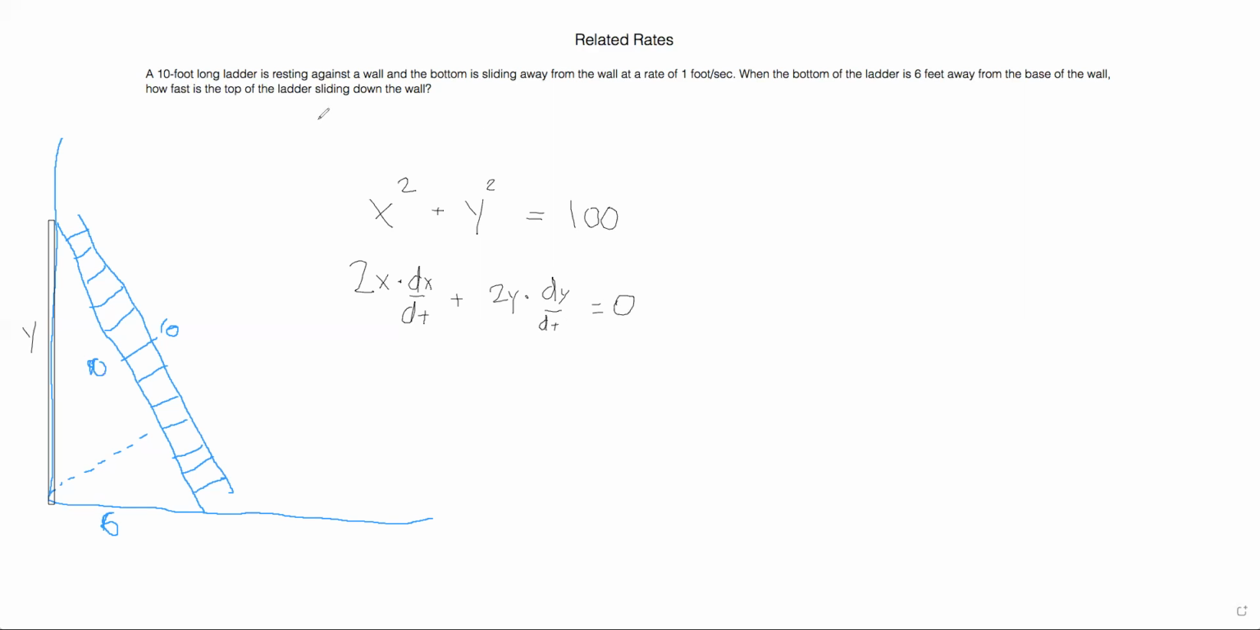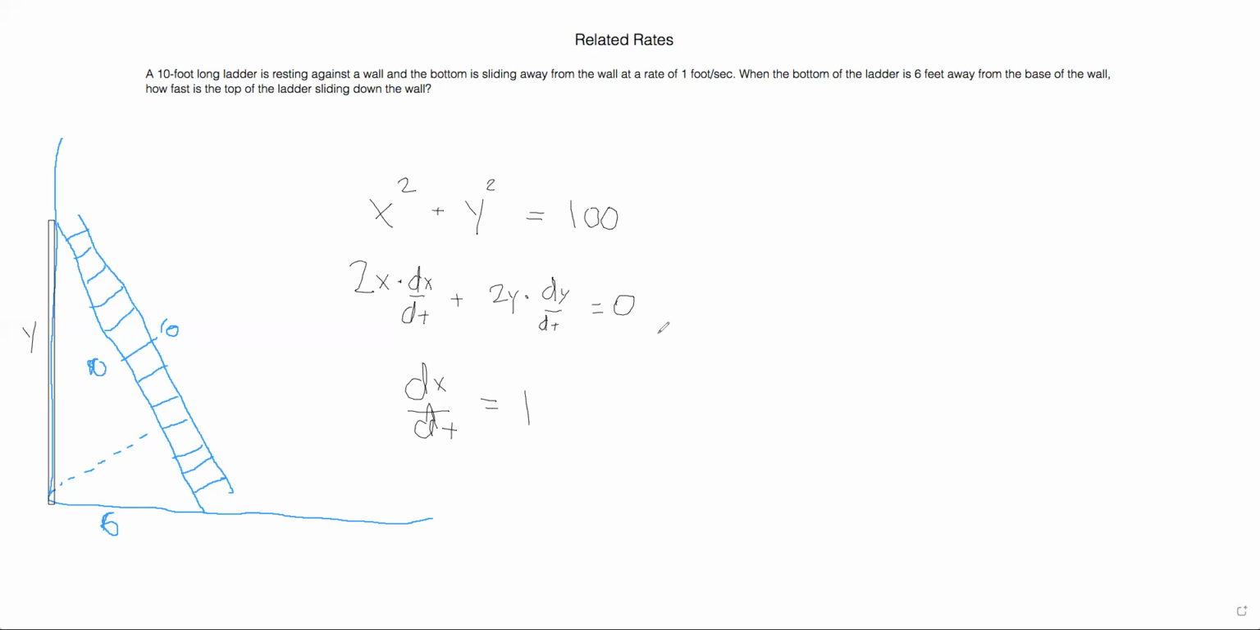So let's look at the problem. Take a look at what information we have. So we already have the 10. Perfect. That part's accounted for. We know that the bottom is sliding away from the wall at a rate of 1 foot every second. So wouldn't that mean that dx/dt is 1 foot per second? Exactly. Because we plugged in x for the bottom part of the triangle, or for the base. Yep. So dx/dt is equal to 1.